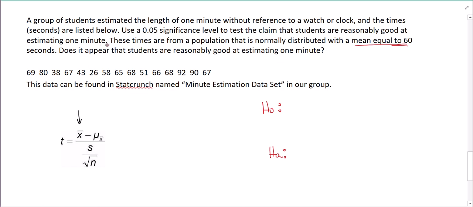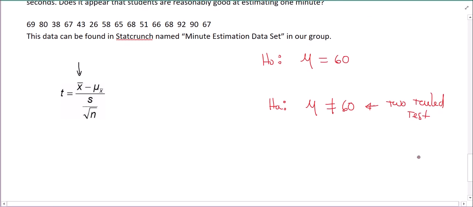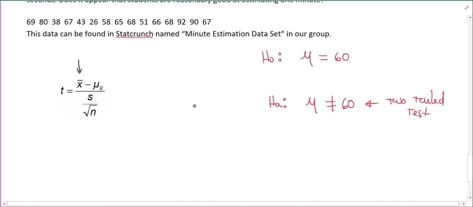So that means they either get it to be within 60 seconds or they don't, right? So our null hypothesis will be that mu is equal to 60, and our alternative will be that mu is not equal to 60. Notice that nowhere in here does it say greater than or less than. So this is going to be a not equals, which means this is what kind of test? Left, right, or two-tailed. This will be a two-tailed test. And so that's going to help us when we're looking for the p-value. So let's go to StatCrunch and look at the data.